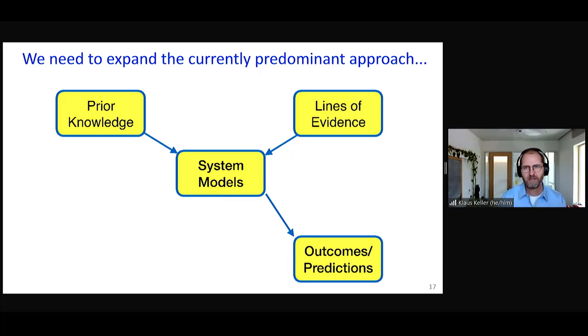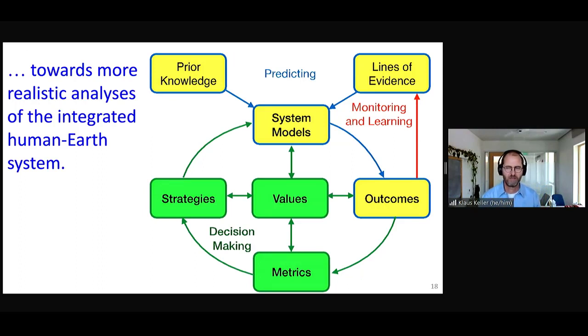But the problem is that this misses interactions. The reason is that the outcomes are compared to values. The values are used to define metrics. The metrics then inform the choice of strategies for decision making, and the strategies then interact with the system model. And of course, the design of your learning means that the outcomes can feed back in as lines of evidence to an update. Now, this means that how we optimize the system model and where we elicit priors has to account for the interactions we have by decision making.